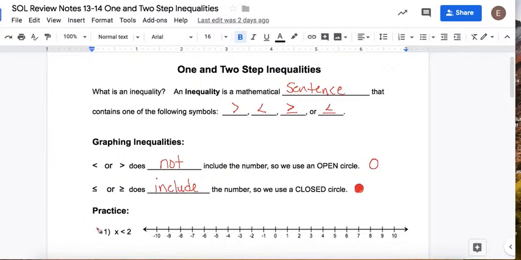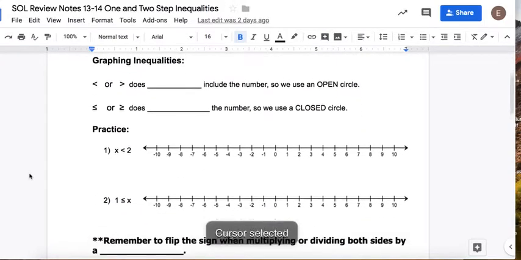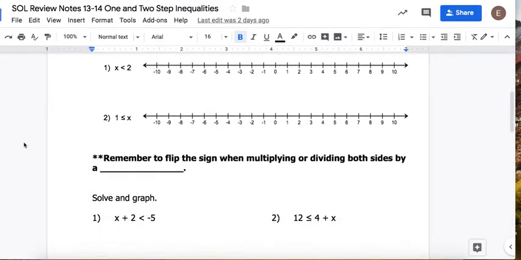Okay, let me show you what I mean by practicing these next two examples. So it says x is less than 2, which means x cannot equal 2. It has to be less than 2. So that's what I mean by an open circle. So 2 is not a solution to this, but anything less than 2 is a solution. So less than, we shade this way. All these numbers are less than 2. And so we use an open circle and shade less than 2.